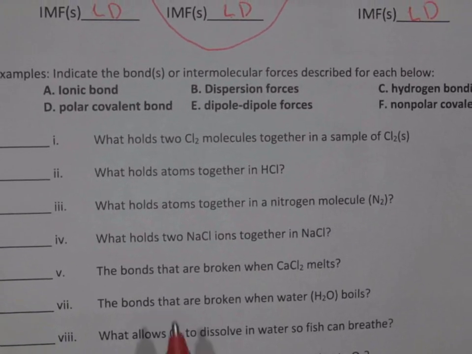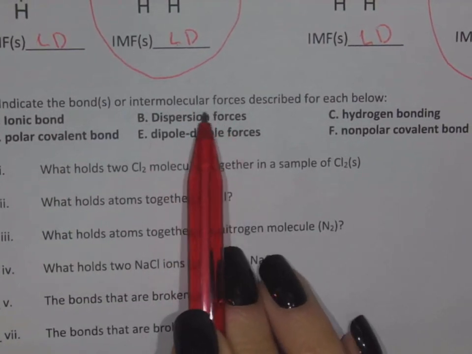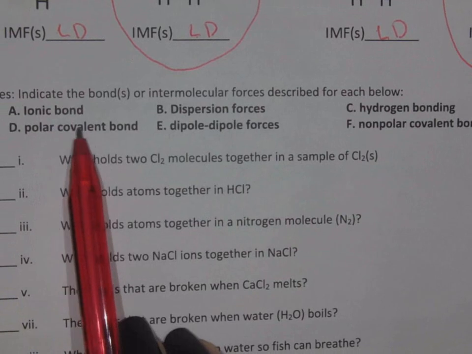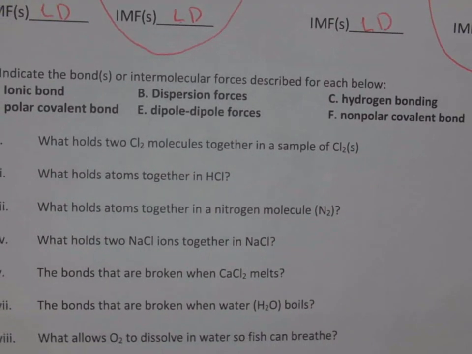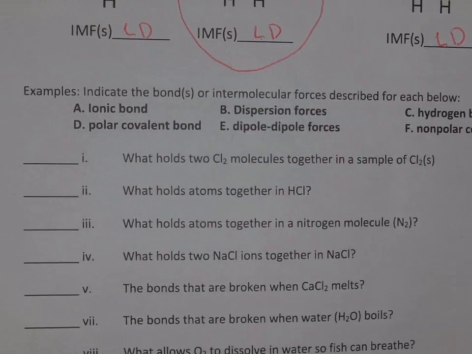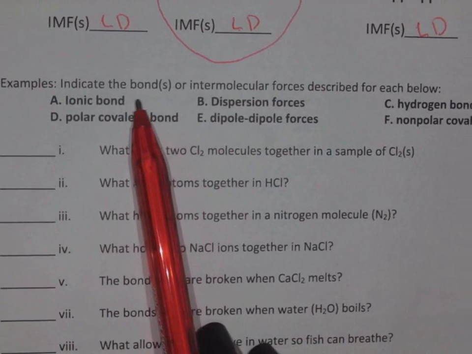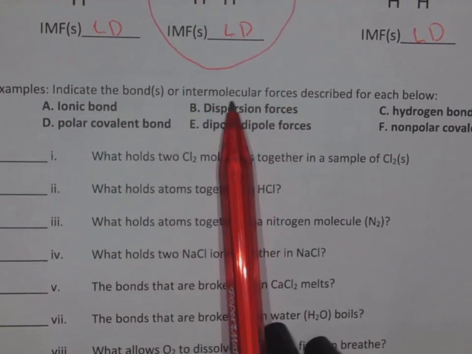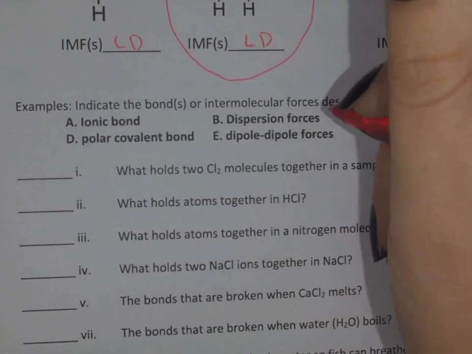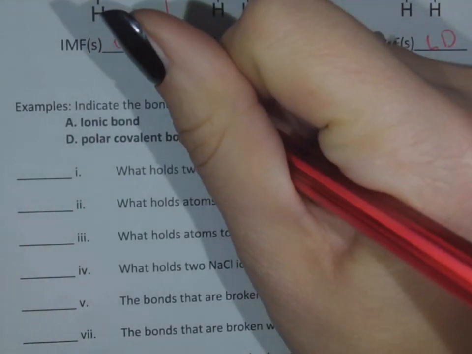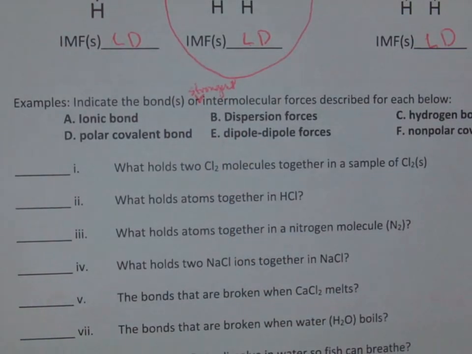So we have these different options. Ionic bond, dispersion, which means London dispersion, hydrogen bonding, polar covalent, dipole-dipole, and nonpolar covalent. So we have to indicate what belongs here. Okay, so indicate the bonds or intermolecular forces described. And let's do this one. Let's do strongest again. The strongest intermolecular forces described.